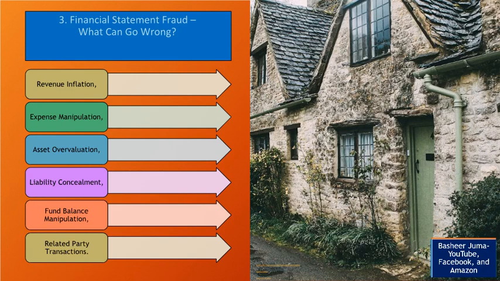Liability concealment. Hiding loans or other obligations. Fund balance manipulation. Misrepresenting restricted versus unrestricted funds. Related party transactions. Undisclosed financial dealings with board members or employees. Construction cost manipulation. Hiding the actual costs of building projects.